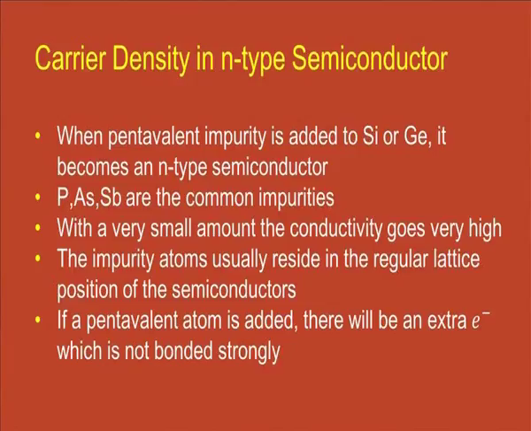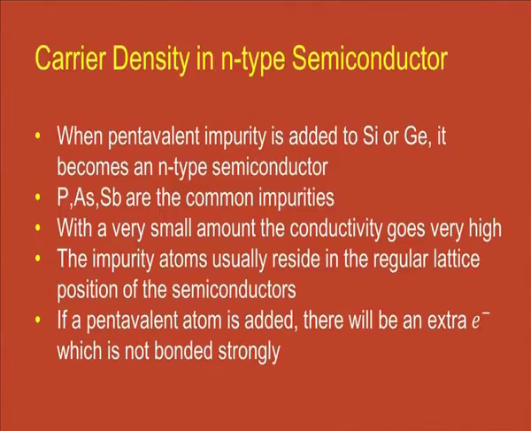Now, so far we discussed intrinsic semiconductor. Now, we will discuss extrinsic semiconductor. As we started our discussion, extrinsic semiconductors are of two types, one is N type semiconductor and the other one is P type semiconductor. So, let us first discuss N type semiconductor. Carrier density in N type semiconductor.